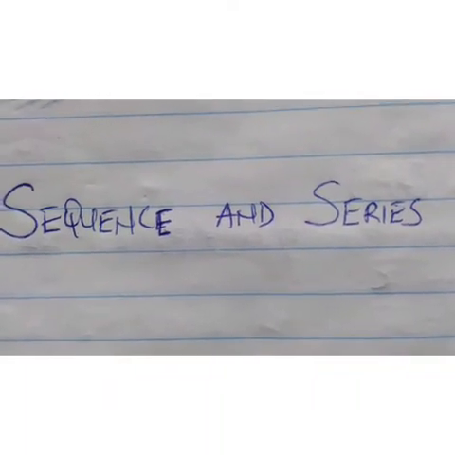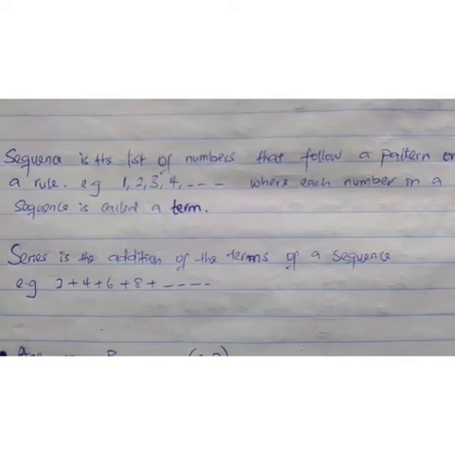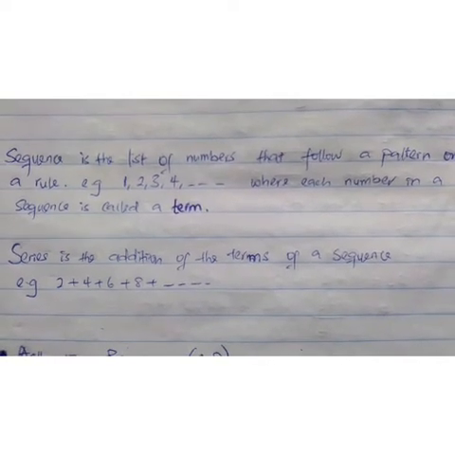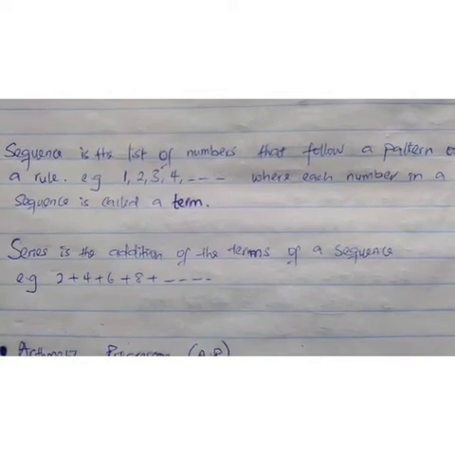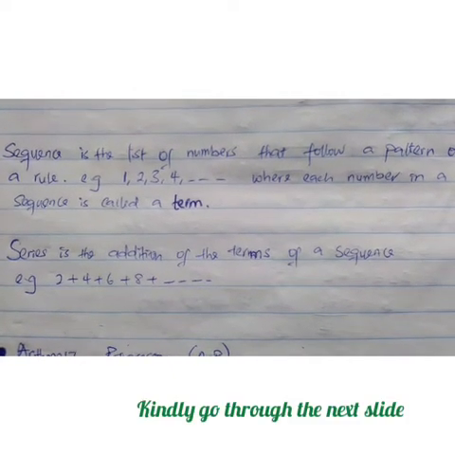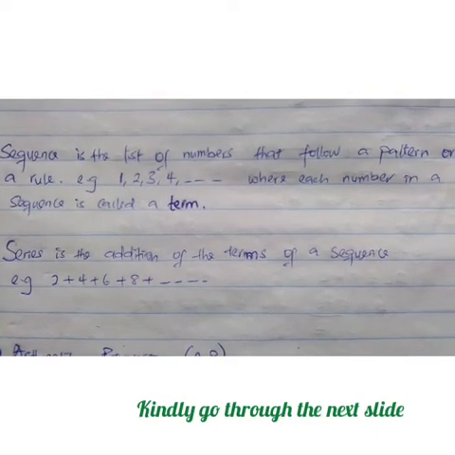Sequence and series. A sequence is a list of numbers that follows a pattern or a rule. Examples: 1, 2, 3, 4, and so on, where each number in the sequence is called a term. A series is the addition of the terms of a sequence. Example: 2 + 4 + 6 + 8, and so on.